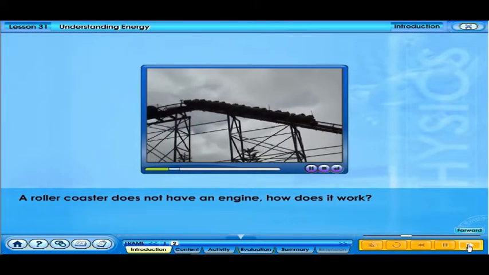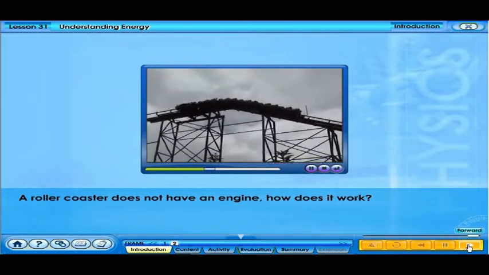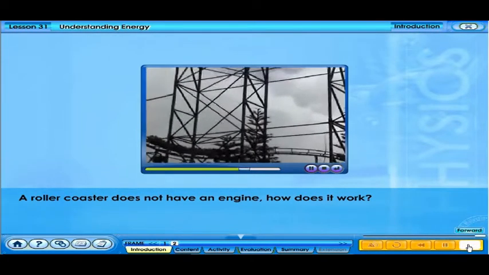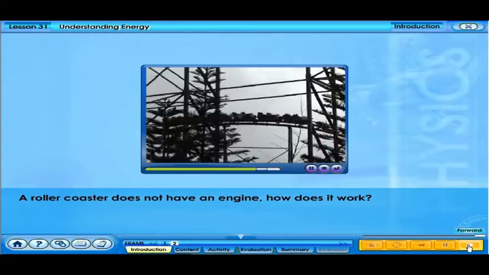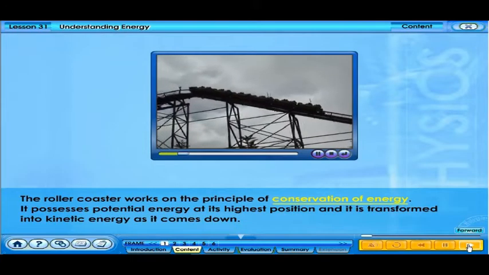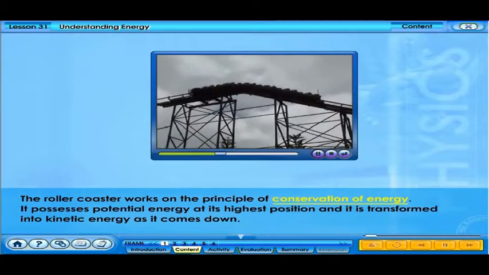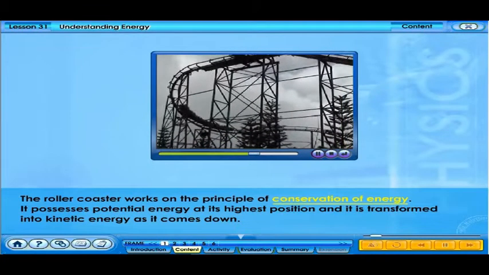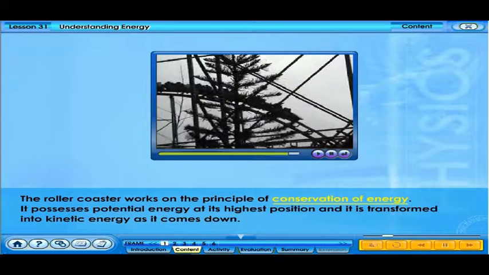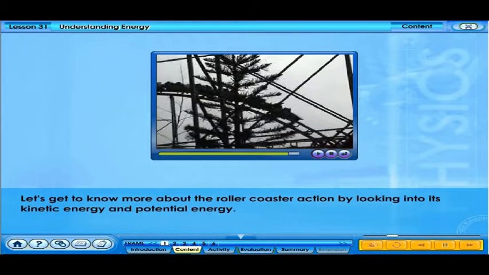A roller coaster does not have an engine. How does it work? The roller coaster works on the principle of conservation of energy. It possesses potential energy at its highest position, and it is transformed into kinetic energy as it comes down. Let's get to know more about the roller coaster action by looking into its kinetic energy and potential energy.